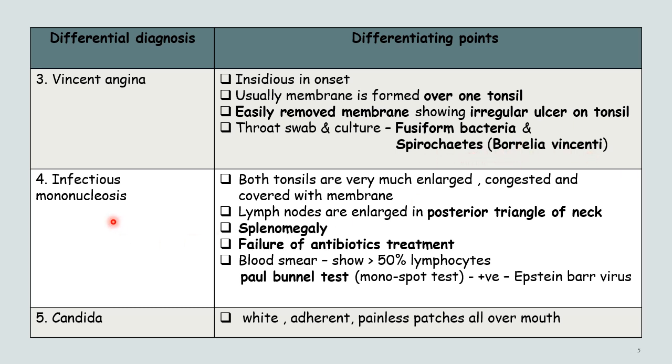Coming to infectious mononucleosis, here also we have generalized symptoms, with very much enlarged, very much congested tonsils covered with membrane, but lymph nodes in the posterior triangle of the neck are enlarged along with splenomegaly, and the main attraction is the failure of antibiotic treatment. Infectious mononucleosis is caused by a virus, Epstein-Barr virus, so antibiotics won't work, and if we do a Paul-Bunnell test, it would come as positive. Coming to Candida infection, we can see white adherent painless patches all over the mouth.